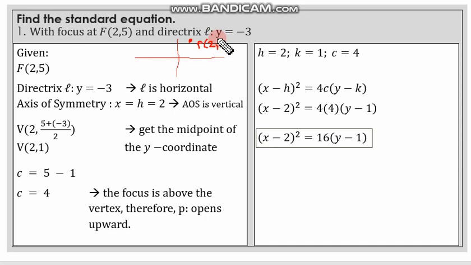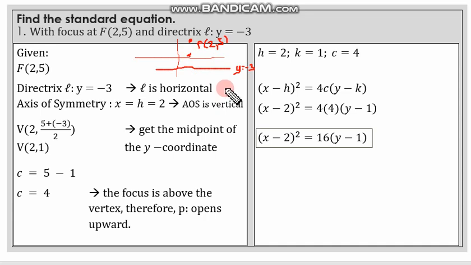And then our directrix is at y equal to negative 3. So 1, 2, 3. Somewhere here is our directrix, which is at negative 3. Remember that between the focus and directrix is the vertex, since the vertex is at the center or midpoint of the focus and the directrix, so we can get it using the midpoint formula.